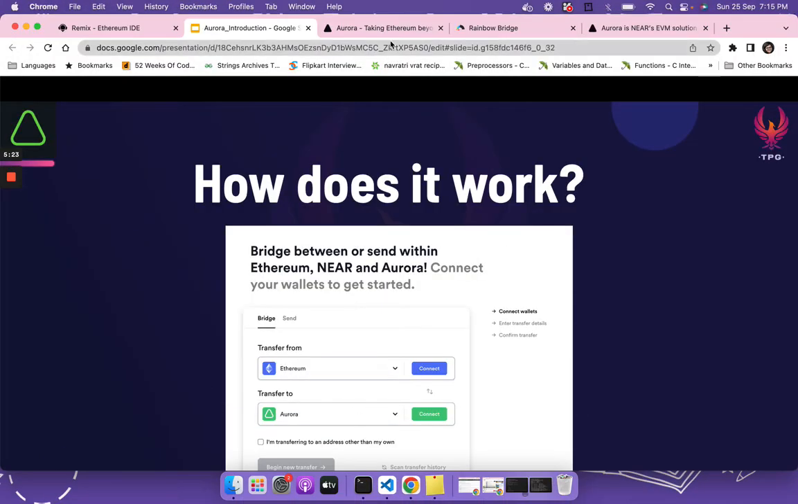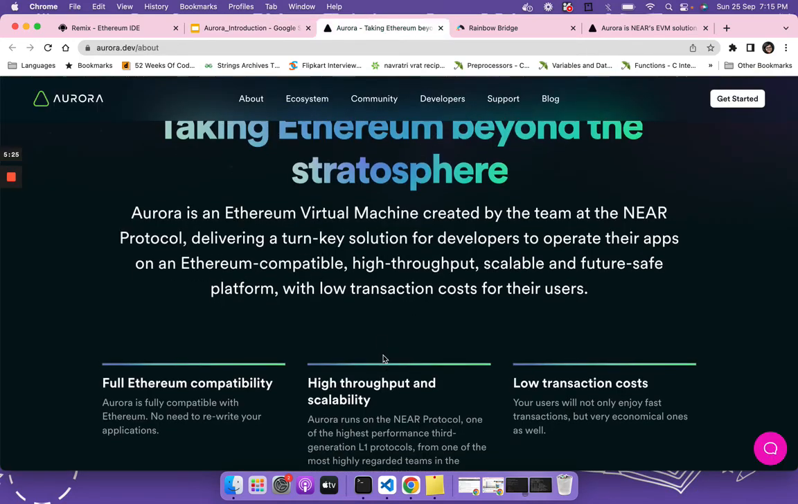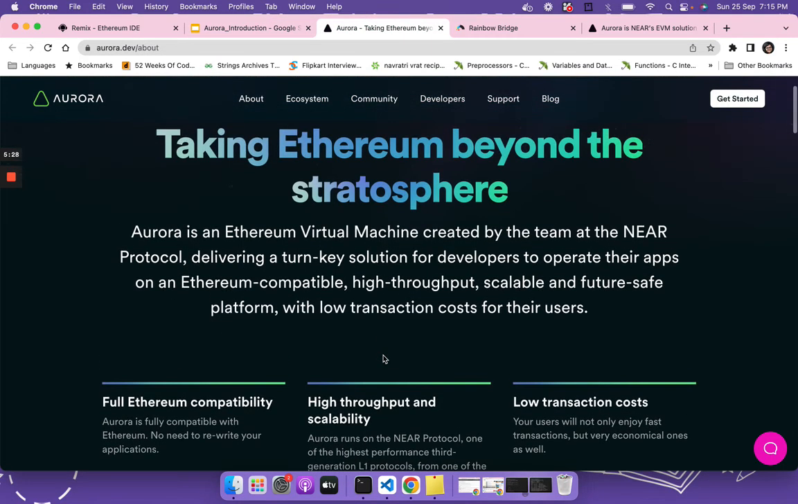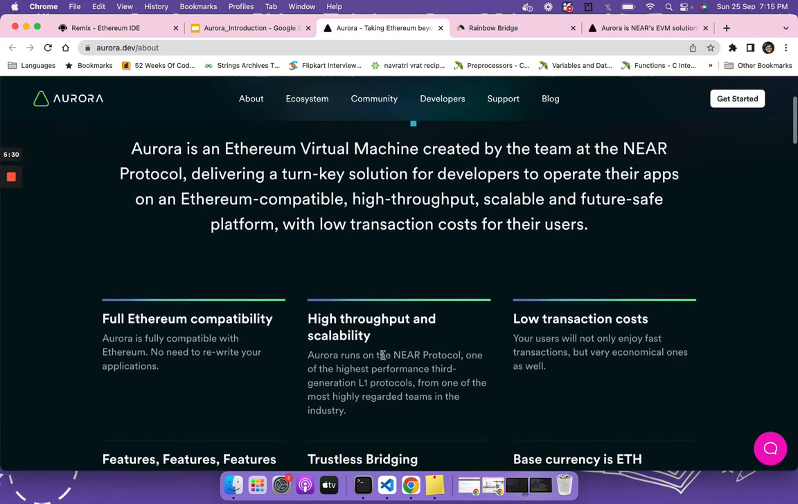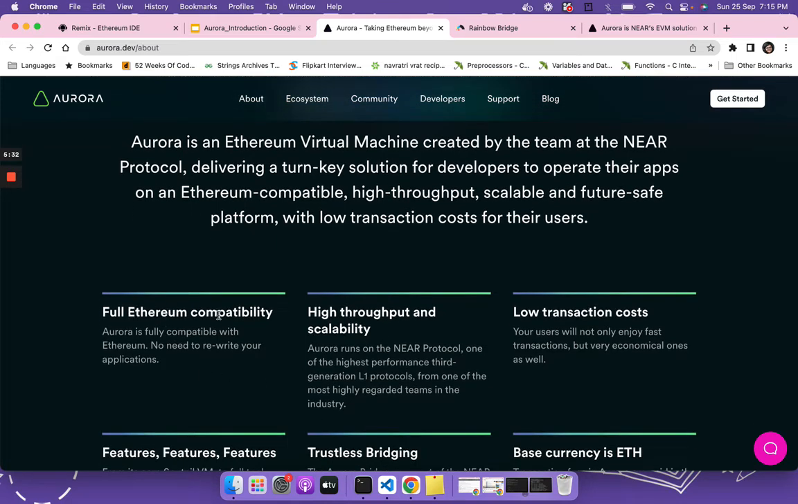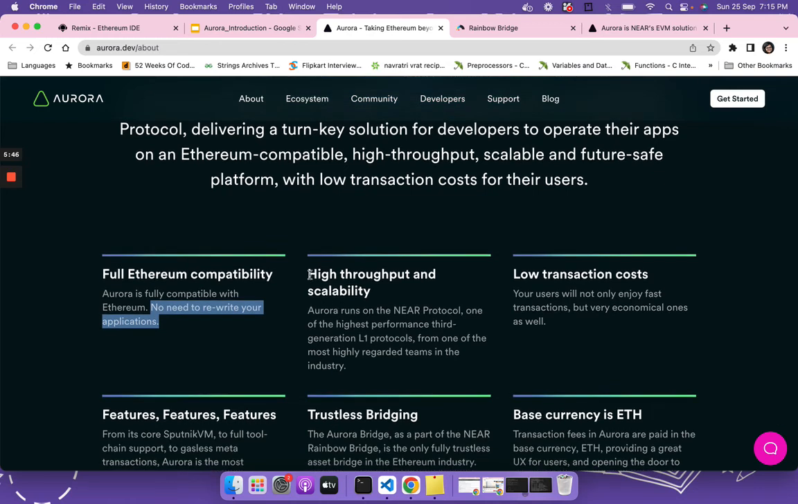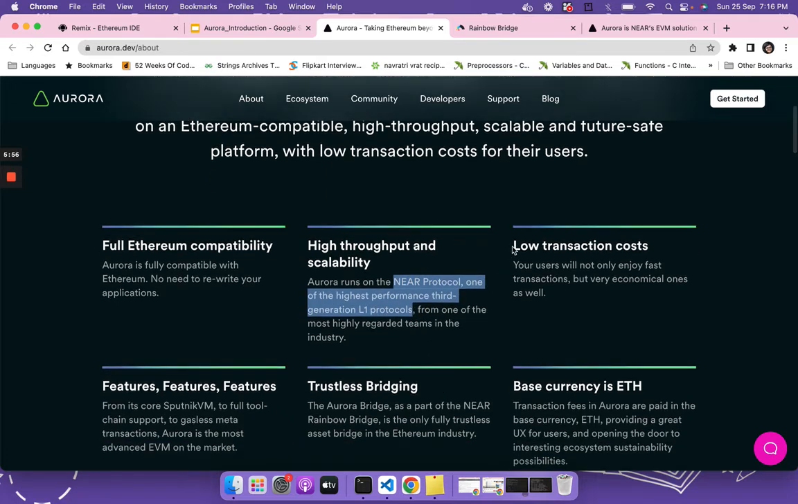Now, let me show you some other interesting properties of Aurora because of which we are bullish about it. It has full Ethereum compatibility, which we already spoke about. So you don't need to rewrite your applications end to end. If you have an application that you have already deployed on Ethereum, you can easily take it and deploy it on Aurora. It provides high throughput and scalability, largely because it runs on Near protocol, one of the highest performance third generation L1 protocols. Low transaction costs.